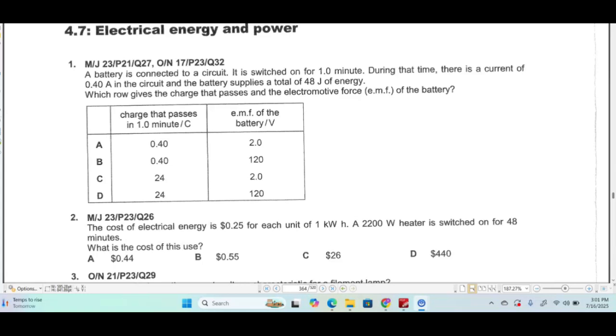Currently, we are on the topic of electricity and magnetism. So we've done a few topics up till now, and today we are doing topic 4.7 that comprises of questions related to electrical energy and power.